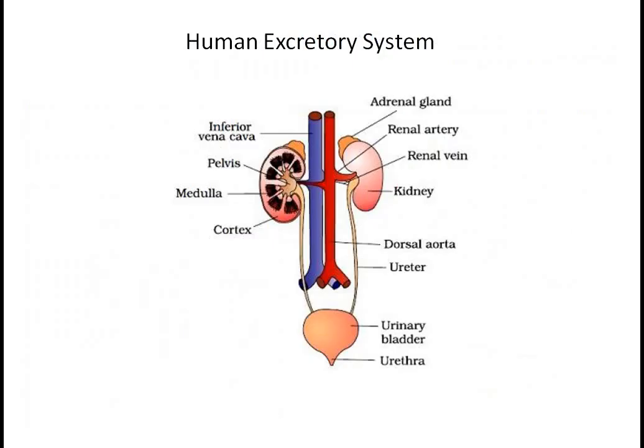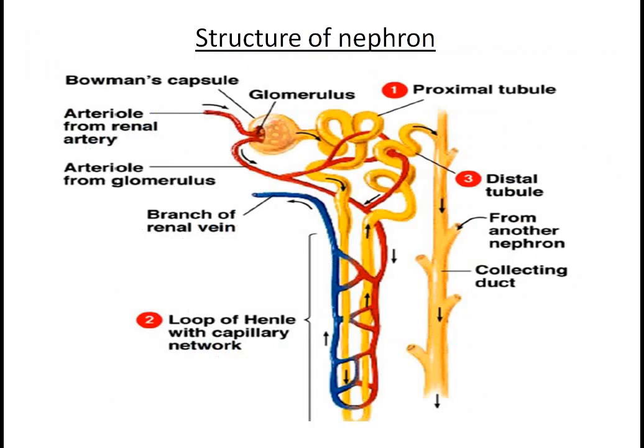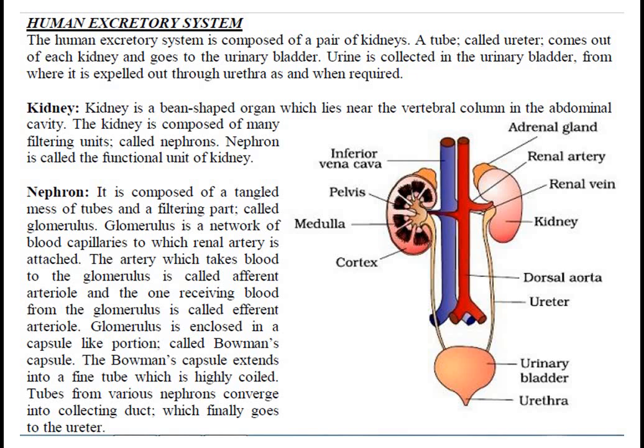Now draw this diagram. The same diagram is given here, and draw the diagram of the structure of nephron also in your copy. One diagram is this, the other diagram to draw is the structure of the excretory system. Both are very important diagrams. Now draw it and learn it. Okay, in another video we will learn about excretion in plants.